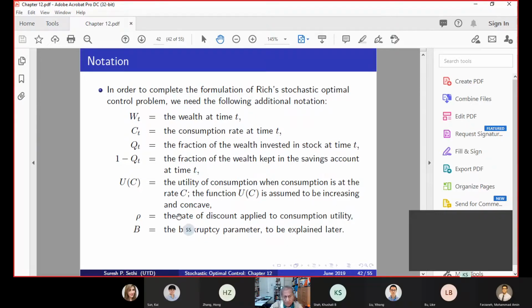We assume rho to be the discount rate, which applies to the consumption utility, and we assume B is the bankruptcy parameter. That means if your wealth falls to 0, you become bankrupt. You either lose money or you gain money, but whatever happens, the value of that is called B. So B is the consequence of going bankrupt.